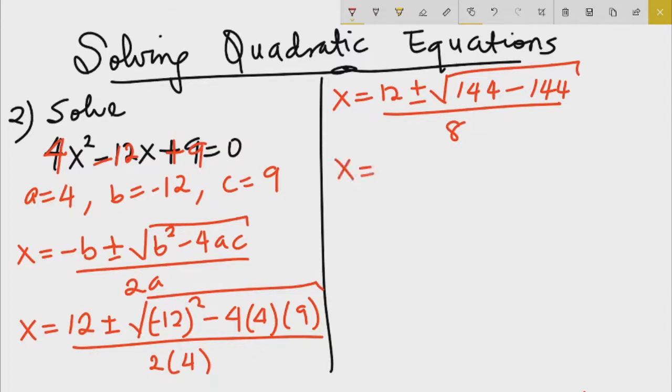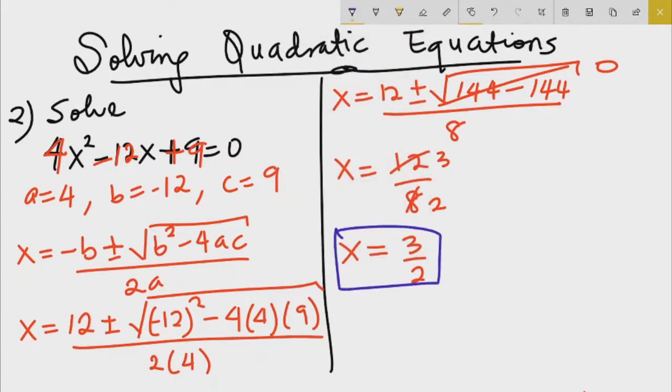You can see that 144 minus 144 inside the square root goes to 0. So that means 12 divided by 8. In this example, our quadratic equation has only one solution. To simplify further, we know that 4 goes into 8 two times, and 4 goes into 12 three times. So our x is 3 over 2. And that is it. In this case, we have one solution.